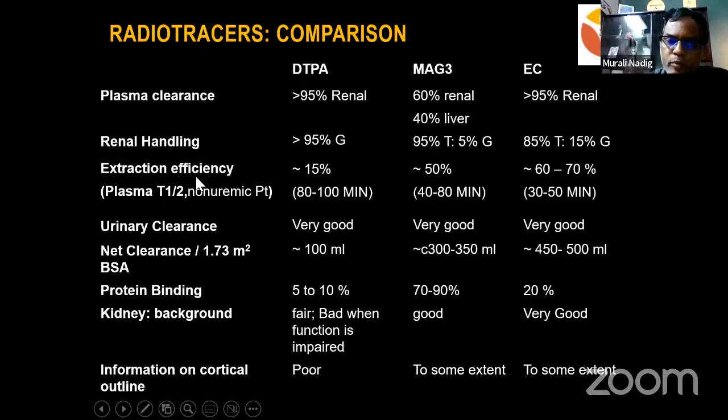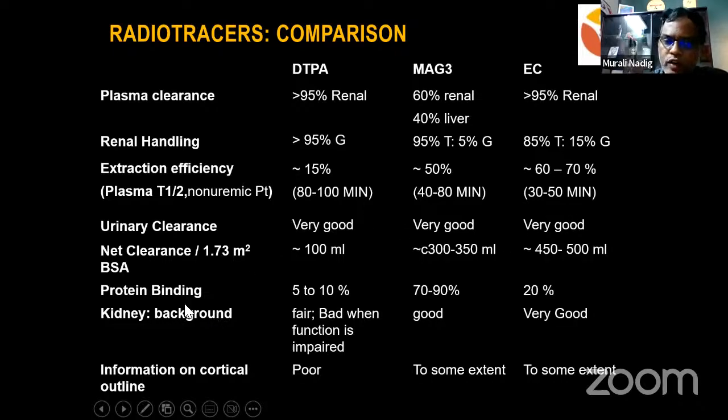Another important thing is extraction efficiency. What it means is, through one flow in and out of the kidney, 100% of the tracer goes through the renal artery; when it comes out through the renal vein, how much of it is extracted by the kidney? In the case of DTPA, it is only 15%. In the case of MAG3, it is 50%. And in the case of EC, it is around 60 to 70%. So because of this, the plasma T half of DTPA is 80 to 100 minutes, MAG3 is 40 to 80 minutes, and EC is 30 to 50 minutes.